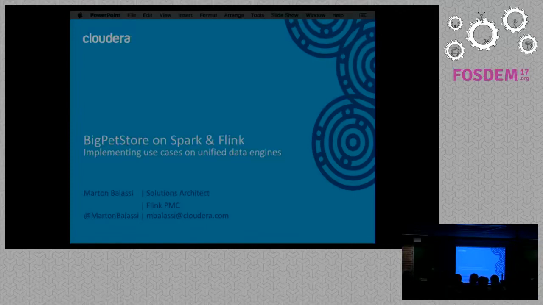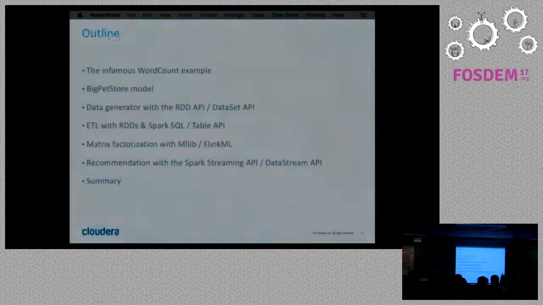So the setup that we are going to use for this is this BigPetStore example, which is nothing really fancy. We will have a couple of pet stores. So the model that we will see is we have a map with a couple of stores, and we have customers shopping around in these stores, generating transactions, and we will take it from there.